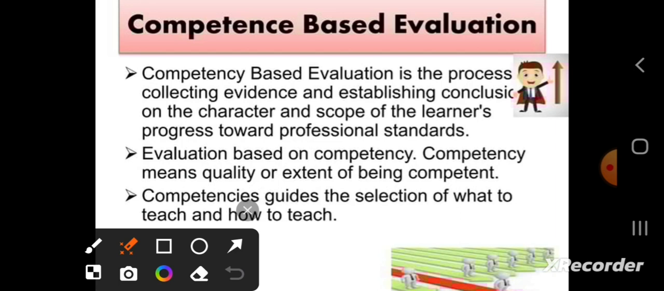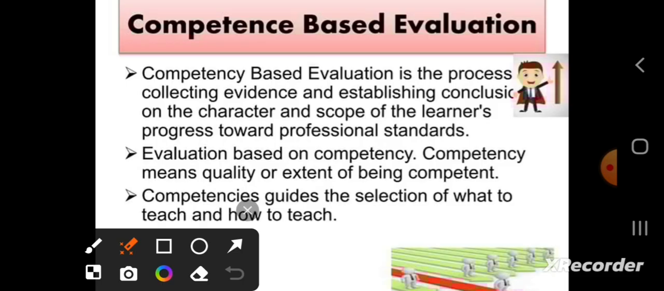Definition of competency. Competency refers to the quality or extent of being competent, which encompasses the knowledge, skills, and attitudes necessary to perform tasks effectively in a professional context. Evaluation based on competency. This evaluation involves systematically collecting evidence related to a learner's competencies. The process includes gathering evidence, collecting data from various sources such as assessments, project observations, and feedback from peers or instructors. Establishing conclusions, analyzing the collected evidence to determine the learner's progress and proficiency in the required competencies.